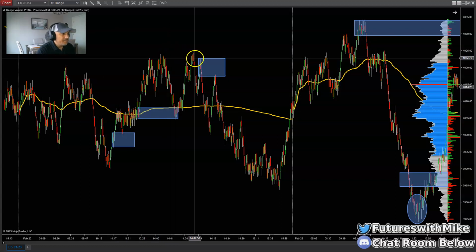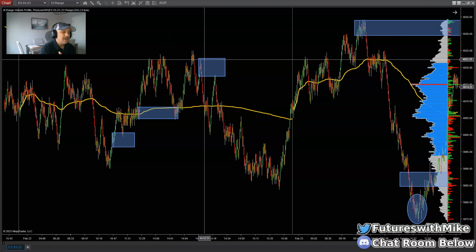It turns around, okay? I'm kind of going over the basics of market structure in a sense, so you can grasp with your eyes visually what's going on with price action as it's moving, making higher highs, higher lows, lower lows, and lower highs.